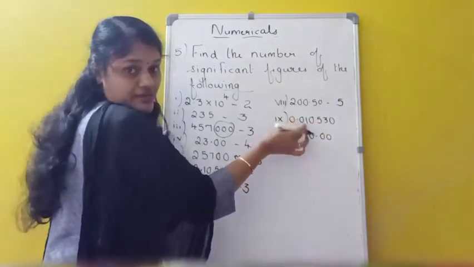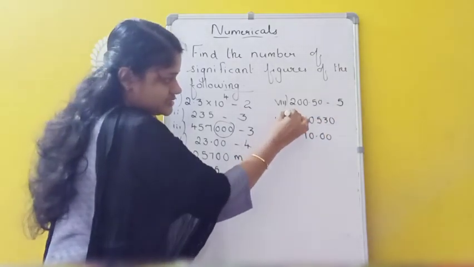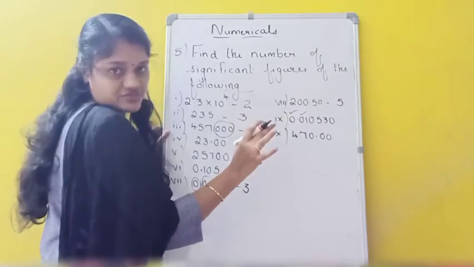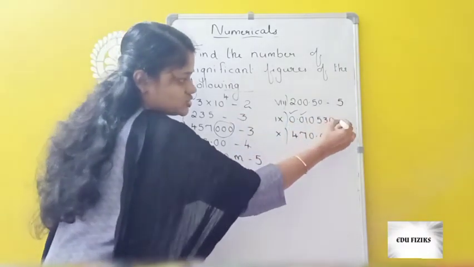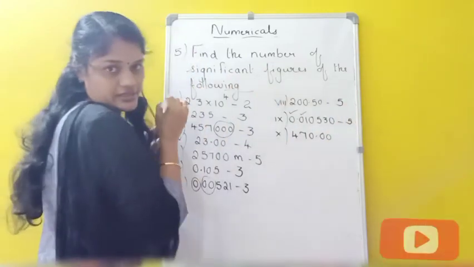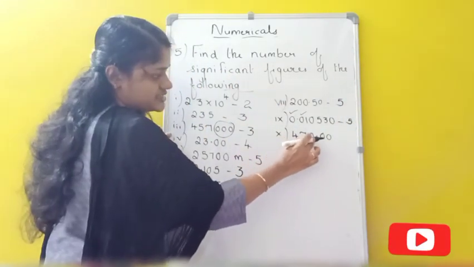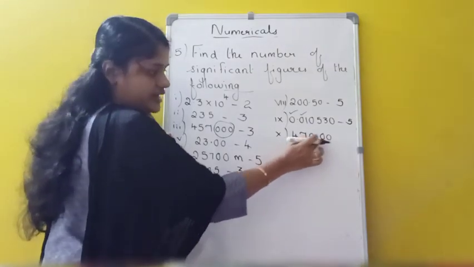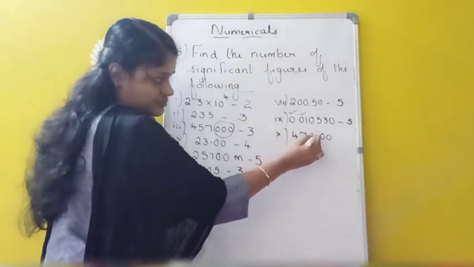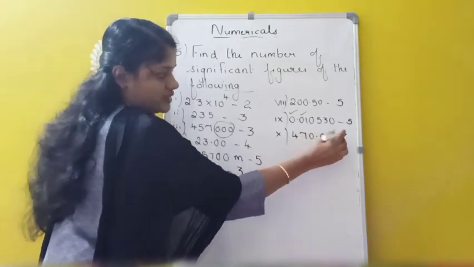And here 0.010530. This number is less than 1. That means this 0 and this 0 are not significant. Then after that 1, 2, 3, 4, 5. So 5 significant figures are here. Now here 470.00. The number is greater than 1, and these zeros are significant because the decimal comes. So 1, 2, 3, 4, 5.